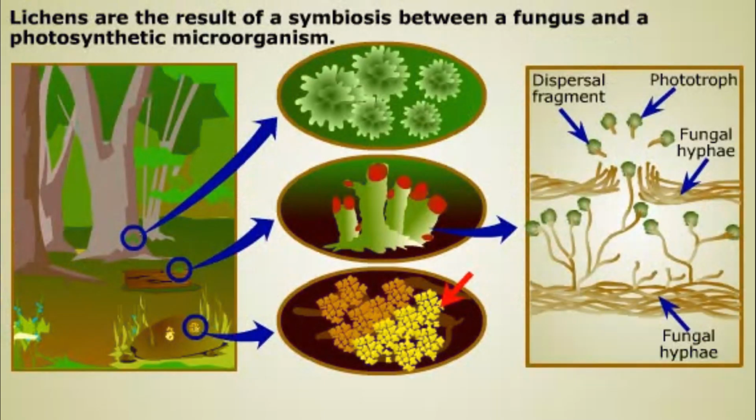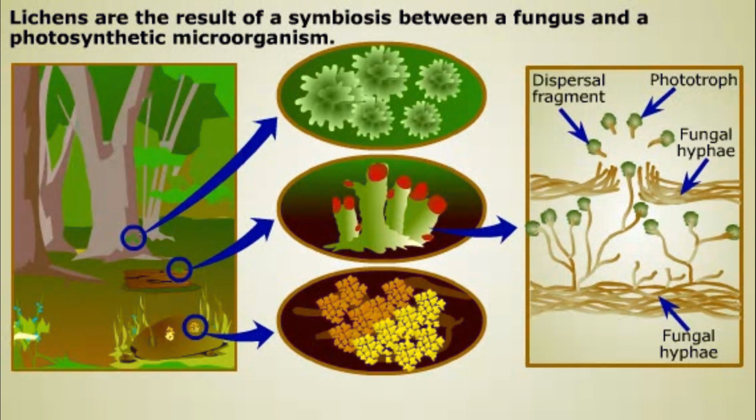Some species of fungi have adapted to a symbiotic lifestyle as components of lichens. You may have seen a lichen as a colorful, crusty growth on a rock. Other lichens have the form of a leaf or tiny shrub. Lichens aren't single organisms. They're the result of a symbiosis between a fungus and a photosynthetic microorganism. The phototroph is either a green alga or a type of photosynthetic eubacterium called a cyanobacterium.